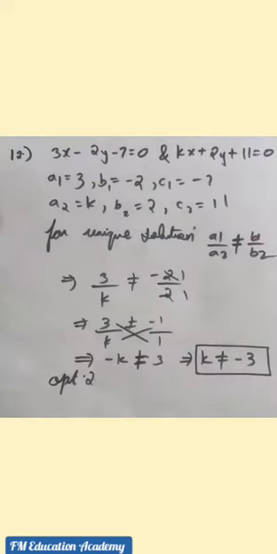Now moving on to the 13th question. If x plus 7y is equal to 7 and 7x minus 3y is equal to minus 3, then what is the value of y? Different options are given: 1, 7, minus 3, 0. We have to see which is the value of y here.